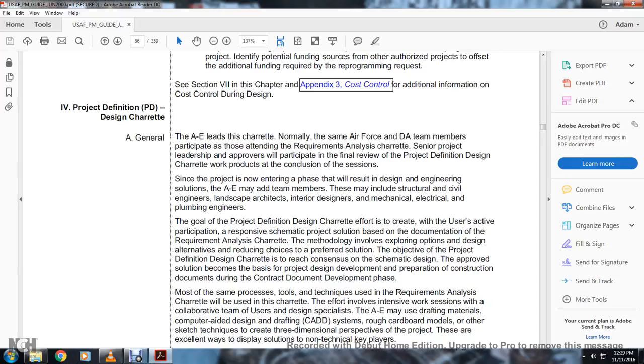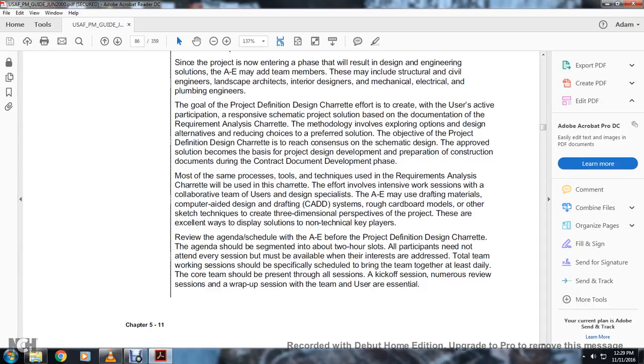The objective of the project definition design charrette is to reach consensus for the schematic drawing, the approved solution, because it becomes the basis for the project design, development, and the preparation of construction documentation during the contracting and development phases. Most of the same processes, tools, and techniques used in the requirements analysis charrette will be used in this charrette. The efforts involve intensive work sessions with the collaborative team.